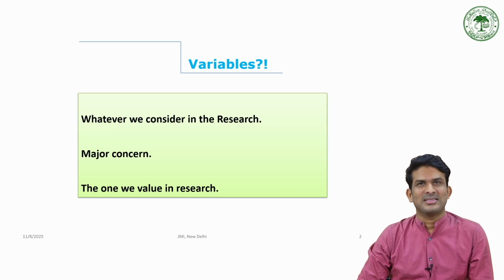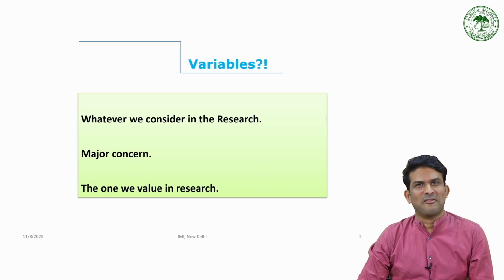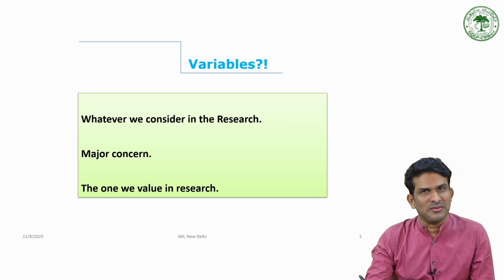Why do I discuss this? Because when we talk about chi-square, we should know what a variable is and what the level of measurement of a variable is. In that context, I have discussed what a variable is. So you have lots of variables. Can you name some of the variables? Let me write some of them.